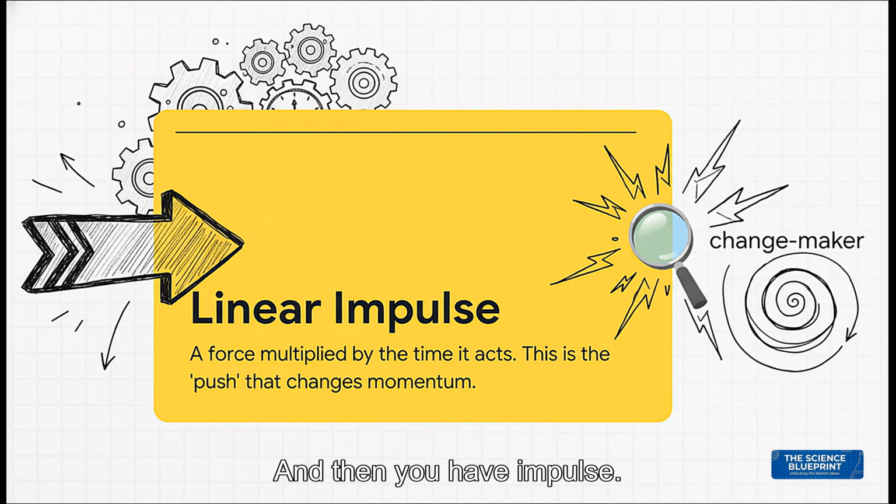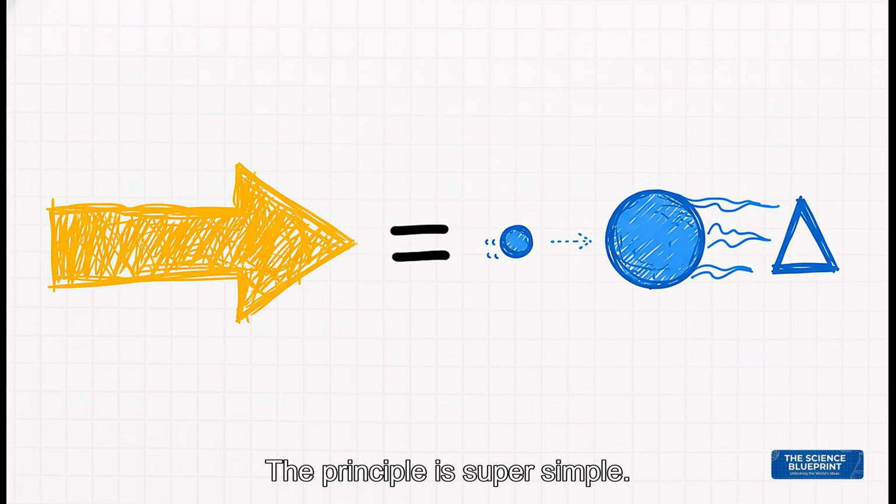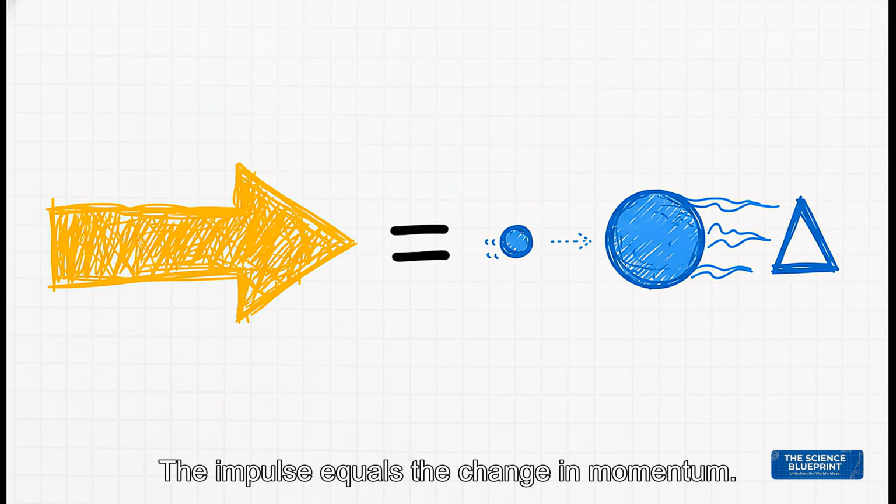And then you have impulse. That's the push or pull over time that actually changes the momentum. And here's the magic. The principle is super simple. The impulse equals the change in momentum.